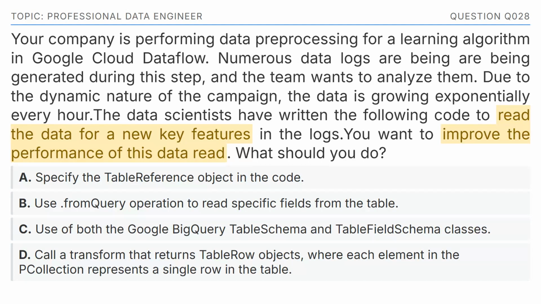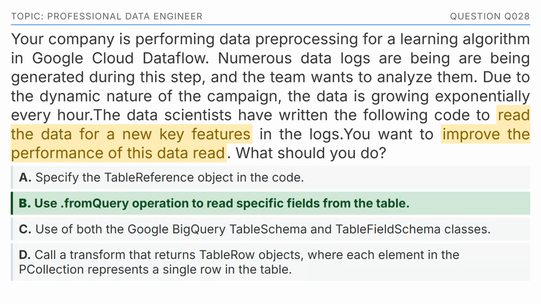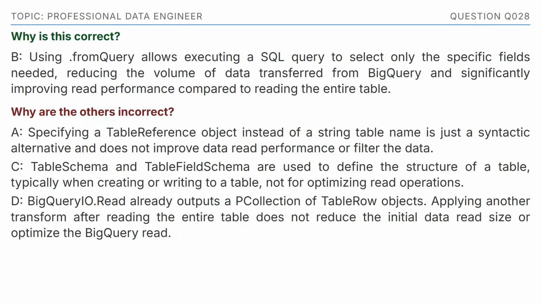To arrive at the correct answer, we focus on the keywords: read the data for a new key features, improve the performance of this data read. The correct answer is option B, use .from query operation to read specific fields from the table. Why is this correct? B. Using .from query allows executing a SQL query to select only the specific fields needed, reducing the volume of data transferred from BigQuery and significantly improving read performance compared to reading the entire table.